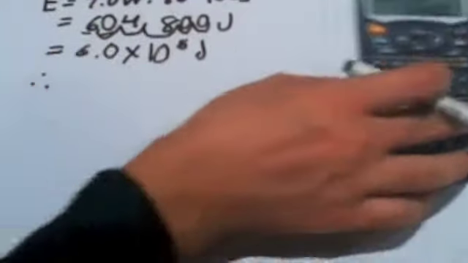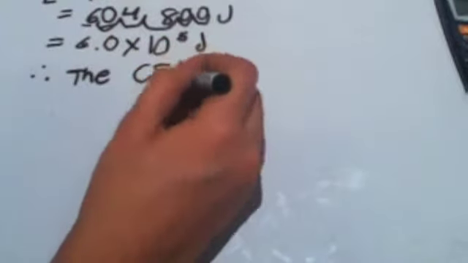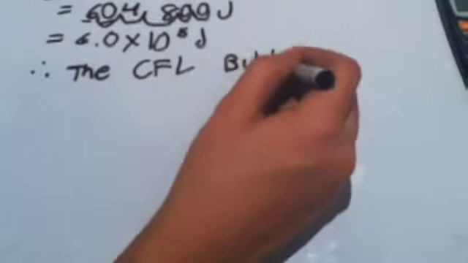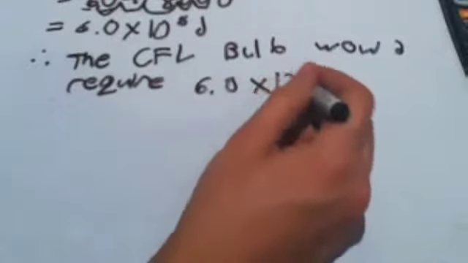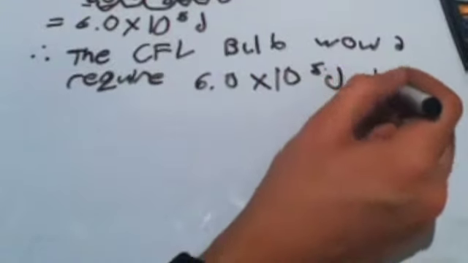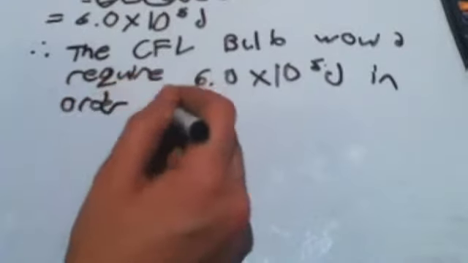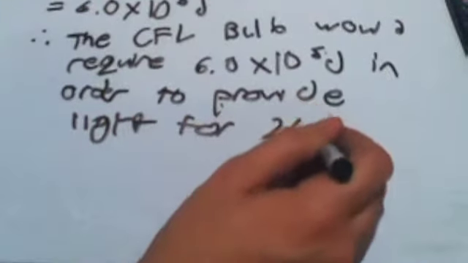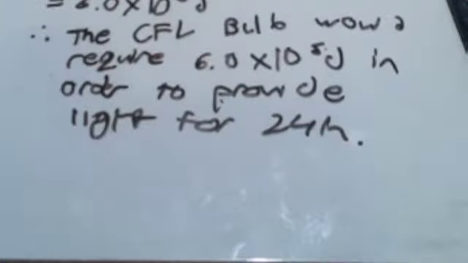So we always know that we want to end off by writing the answer of the question in a sentence. So therefore, the CFL bulb would require 6.0 times 10 to the power of 5 joules in order to provide light for 24 hours. So there you have the first question.